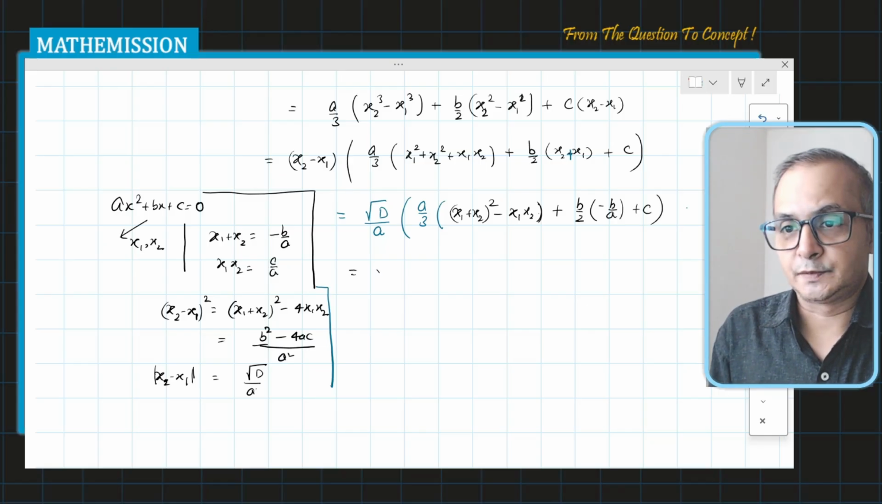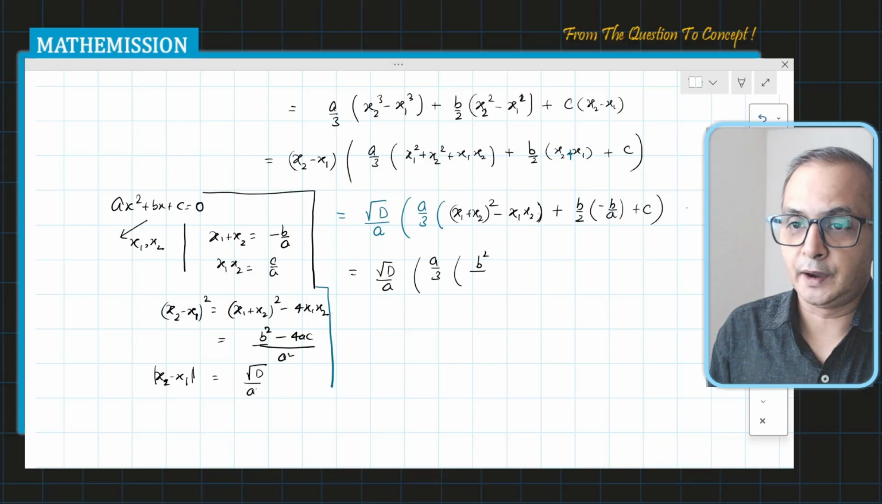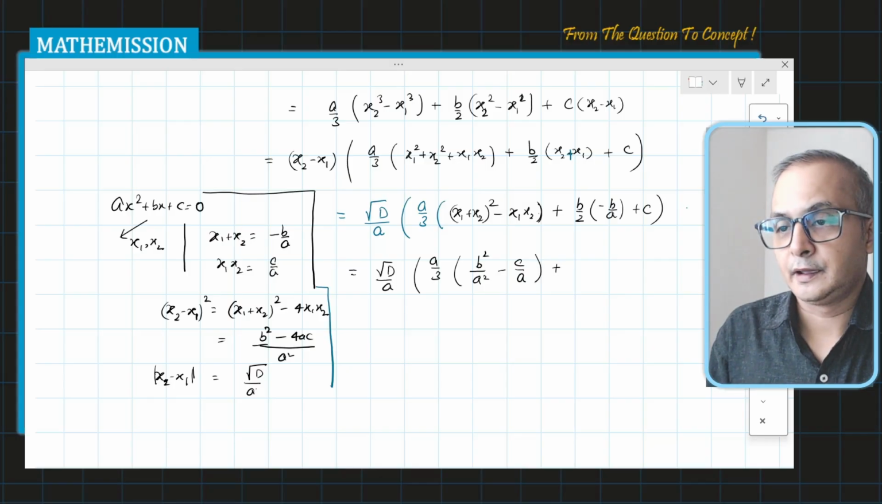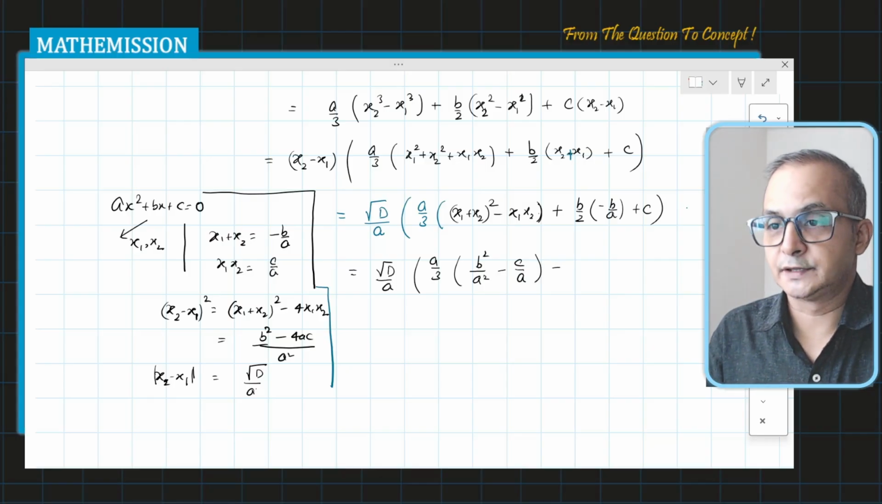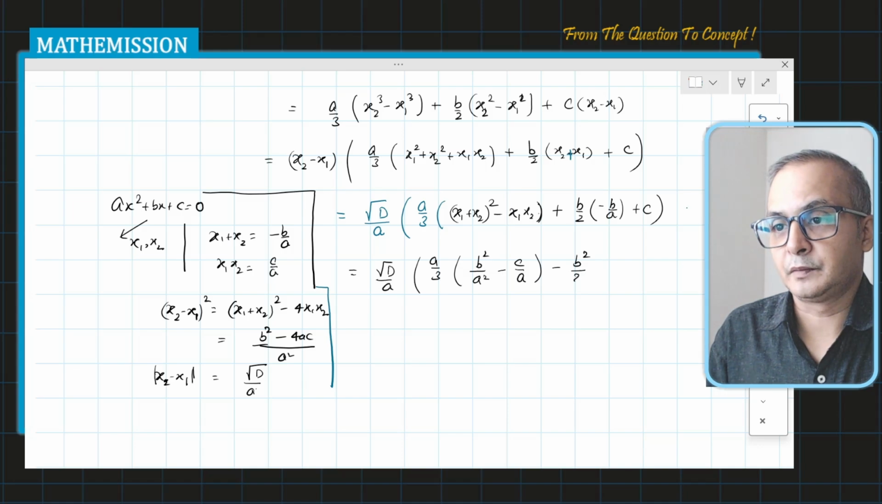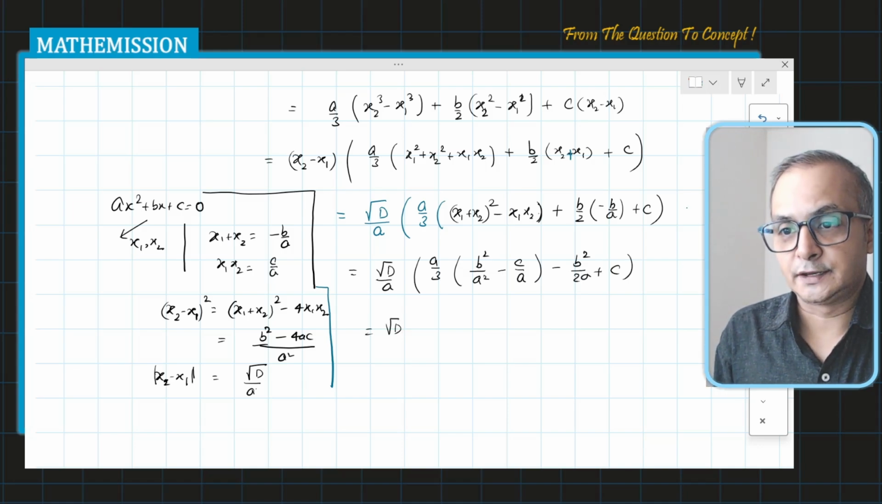Now let's substitute other values there. So that is going to be a over 3 times, x1 plus x2 squared is b squared by a squared, and the product is c by a, and plus, not plus, minus b squared by 2a and plus c. Now let's calculate this bracket there.